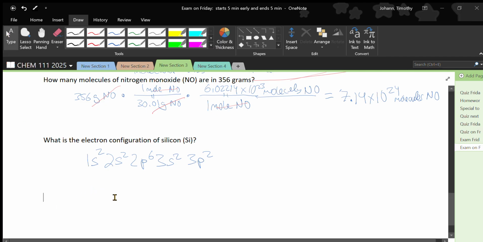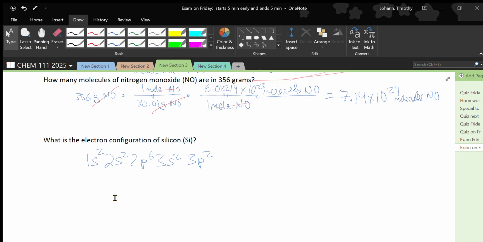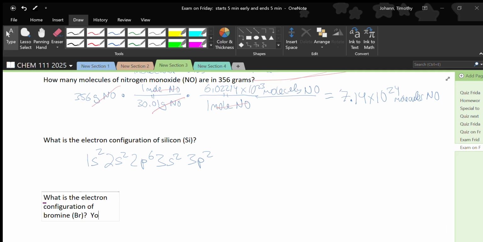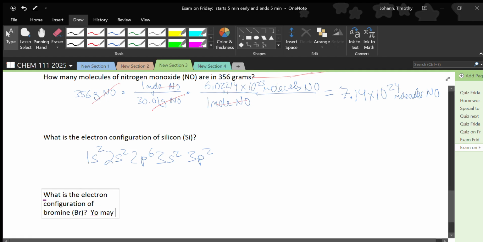Okay, so let's do one that uses the D block. Okay, let's go ahead and do bromine. What is the electron configuration of bromine? So in this case, Br. You may use noble gas configuration.